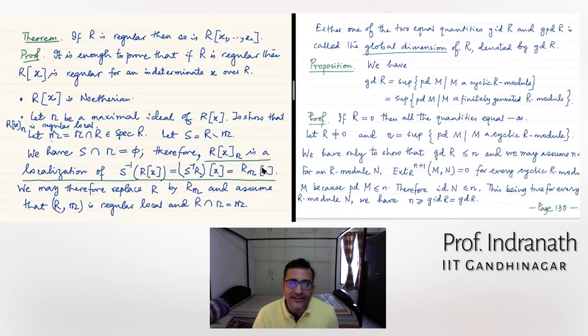So you can assume that the base ring you started with is actually a regular local ring with maximal ideal M, and the maximal ideal N that you started with for this R[X] actually contracts to this maximal ideal M. This is the very important reduction step which helps us. So you are now in a situation where R is a regular local ring and the maximal ideal N contracts to the maximal ideal. So how does it help?